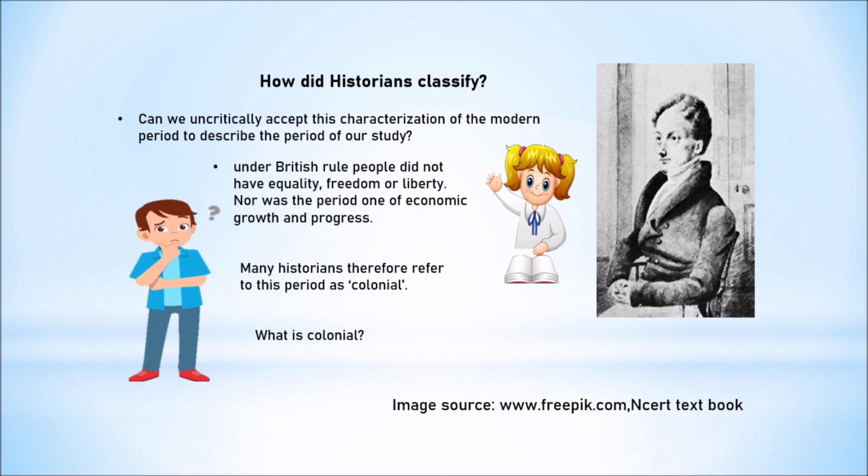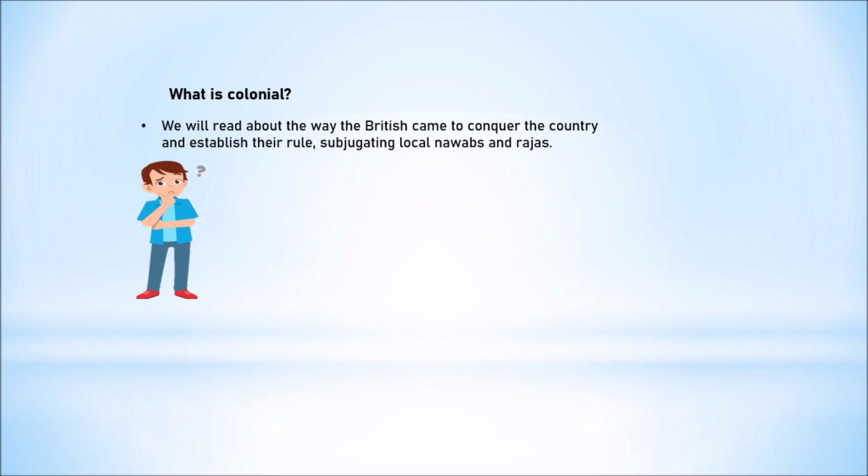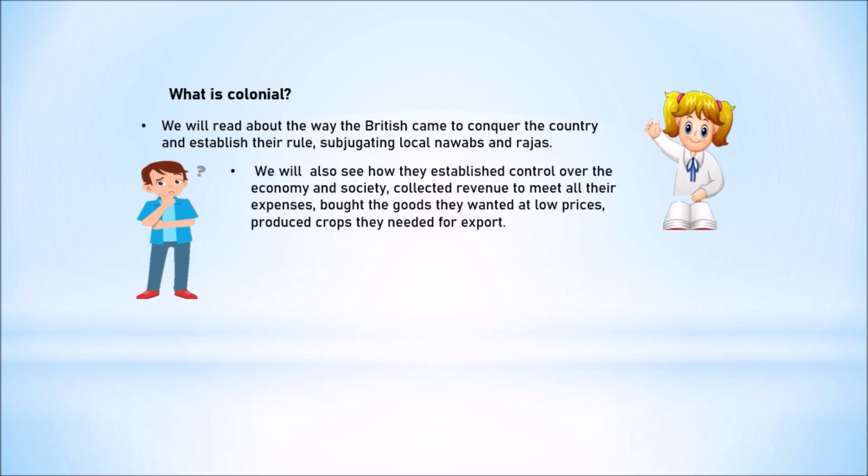Now, what is colonial? We will read about the way the British came to conquer the country and establish their rule, subjugating local Nawabs and Rajas. So in the colonial history of India, in grade 8, we will be looking at how the Britishers entered India, what was their initial phase of occupation, how they emerged as the leaders of the land, and how they subjugated the local Nawabs and Rajas.